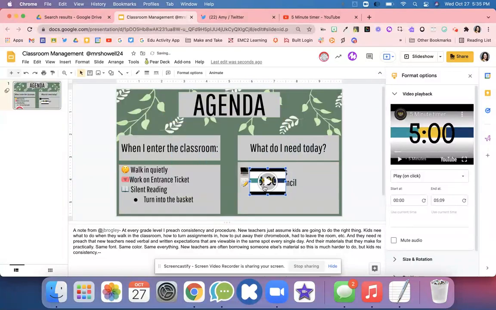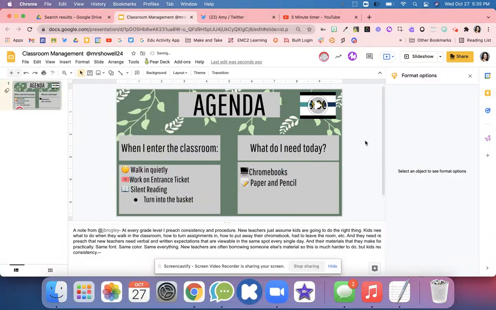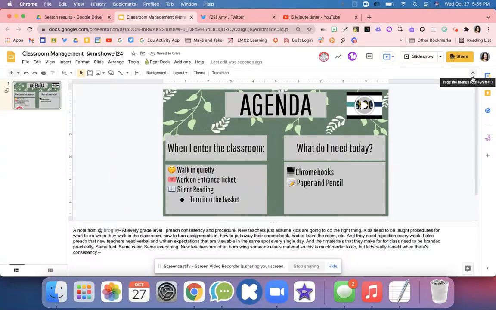But this just allows you to come in and think about, okay, my students come in, I can check in with certain students, I can have them be working while I'm taking attendance, but just start to really think about what are some of those things that I need to do, and what are some of those procedures and consistency that might need to be done.